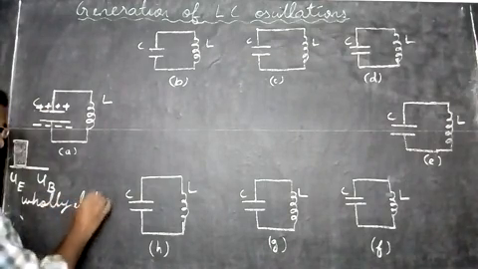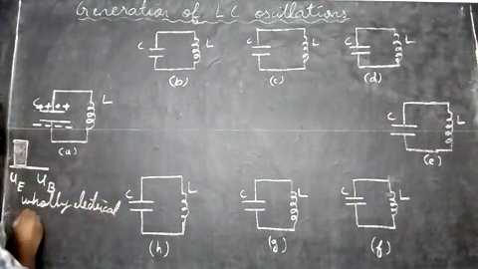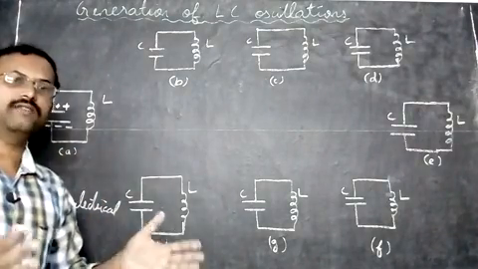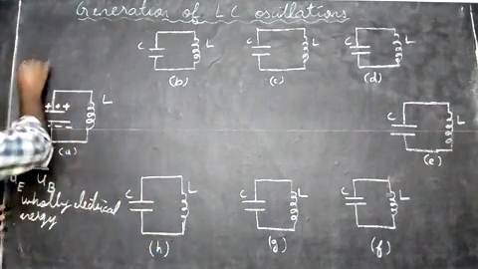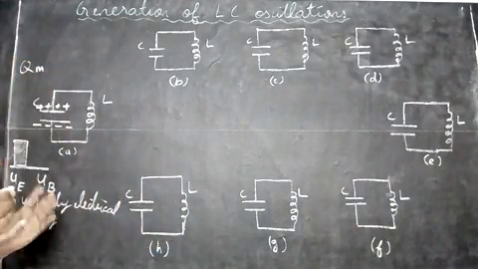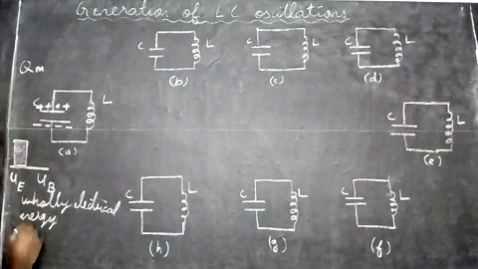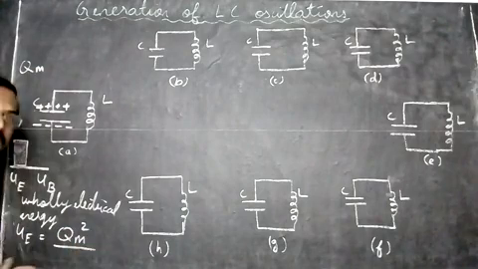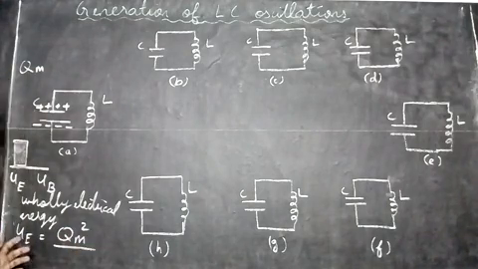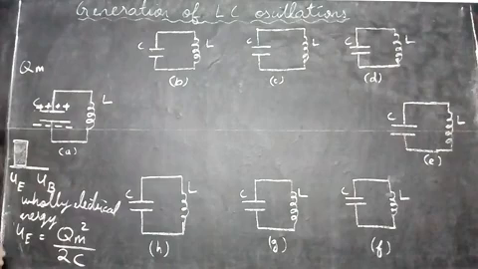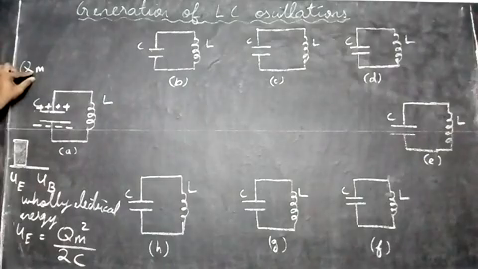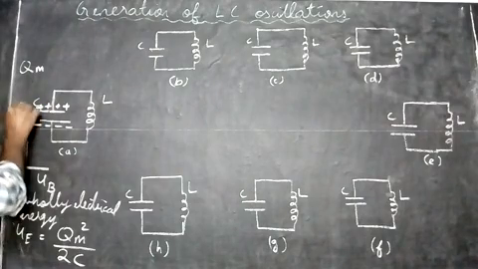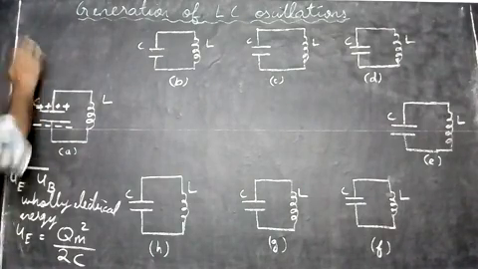So imagine the capacitor has full charge now. The value of the full charge we call Qm, and the energy stored in that case will be UE equal to Qm squared divided by 2C. Qm means the full charge, the charge in the capacitor when it is full. That is Qm.